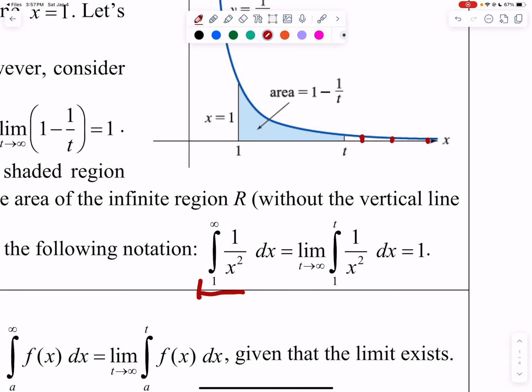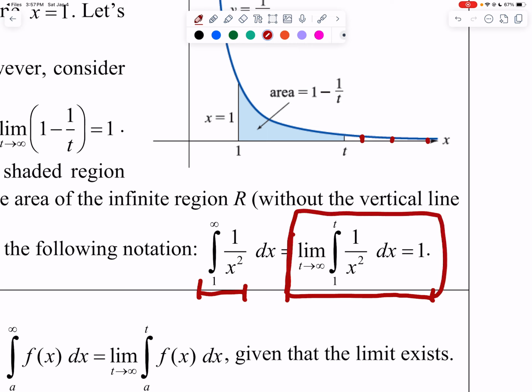then I can rewrite my integral from 1 to infinity to be the same thing as the limit as t approaches infinity of the integral from 1 to t of 1 over x squared. So this is going to be our proper notation in terms of what happens as we get closer and closer to infinity here. So that's why we take the limit.